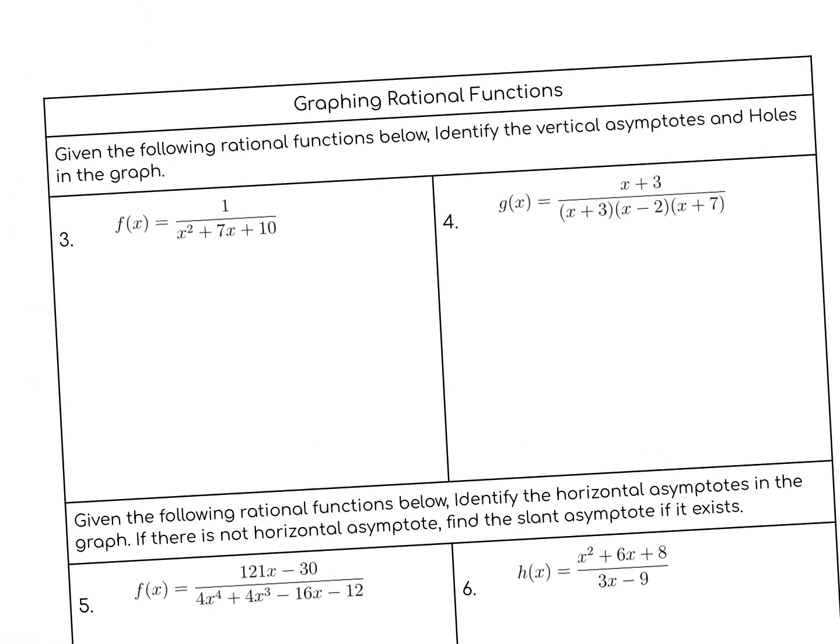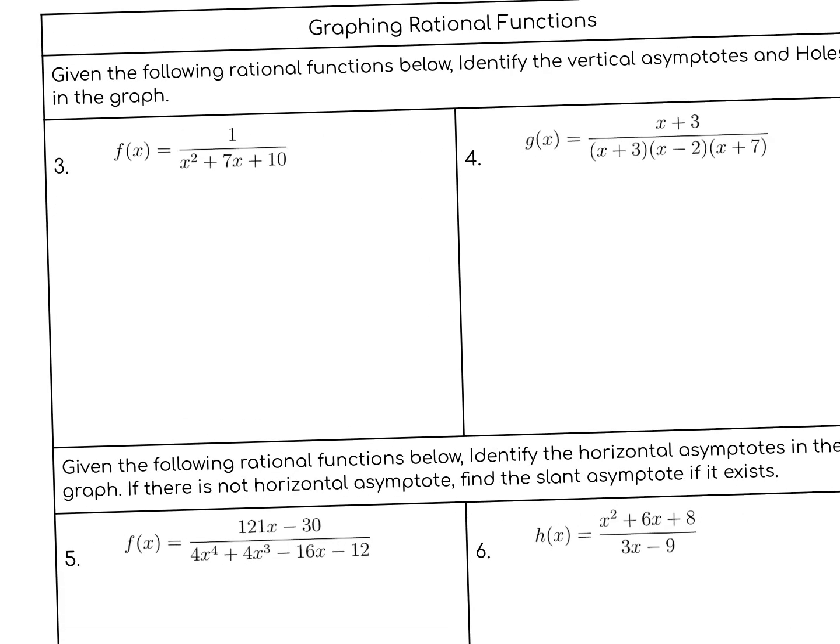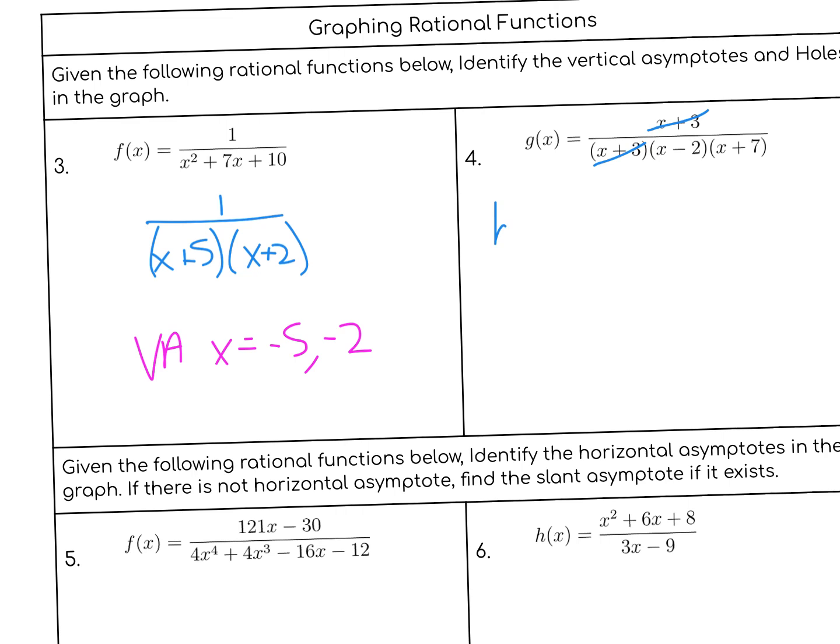Given the following, identify vertical asymptotes and holes. Factor that bottom. I'm just going to do it quickly in my brain. It factors like that. If you need to do separate work, that's okay. So I'm going to have vertical asymptotes at x equals -5 and -2. Ooh, the next one's factored for me. Those will reduce away, so I'll have a hole when x is -3.